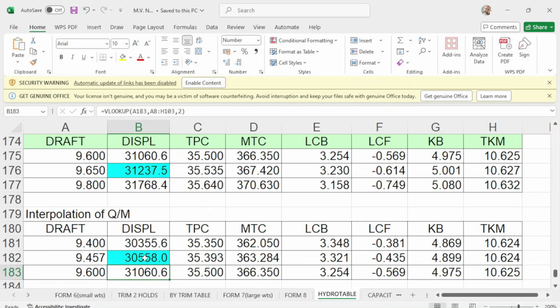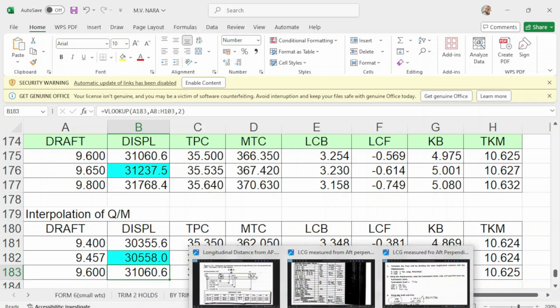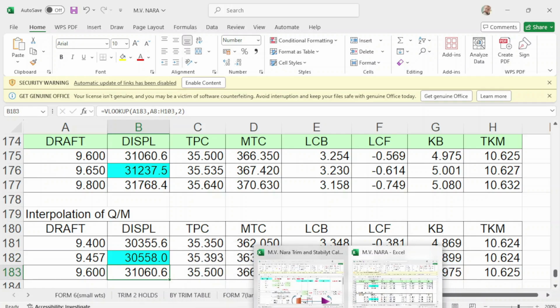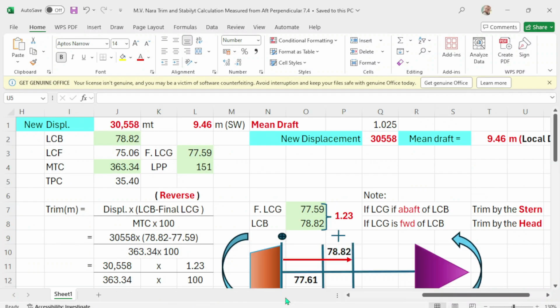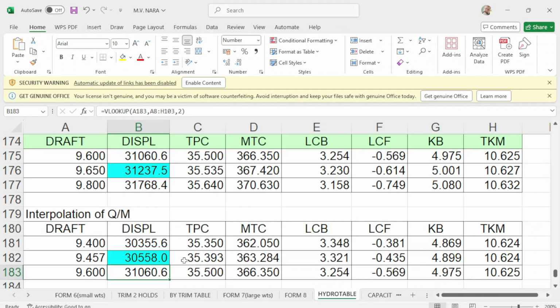So you put here 30558, the displacement, and your corresponding drop will be 9.457... wait a minute. The displacement is 30558, then put this displacement, and this will be your corresponding drop of 9.46 to round it up, okay?